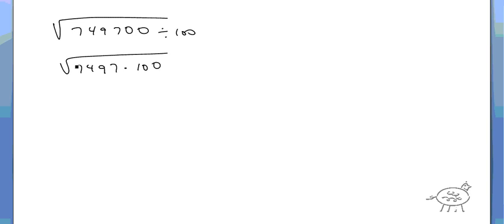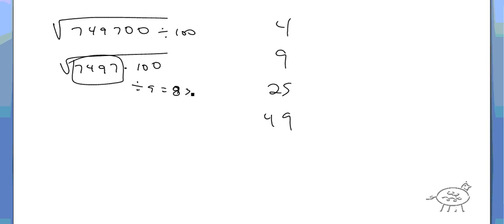Okay? And now I want to see if I can break that up. Well, I can't do a 4. So remember, I have 4, 9, 25, and 49. Those are my numbers to check. 4 doesn't work. Let's do 9. 7497 divided by 9. Yep. So if I divide that by 9, I get 833. Okay, so it's 833 times 9 times 100.